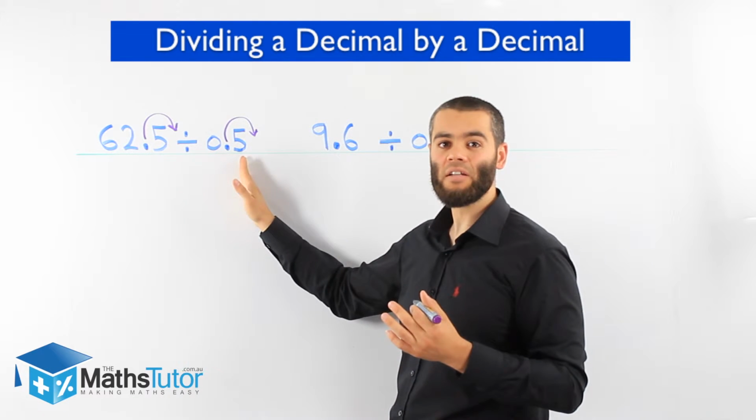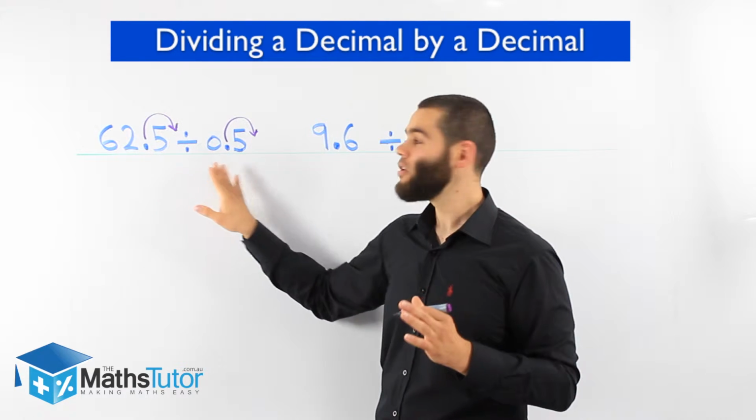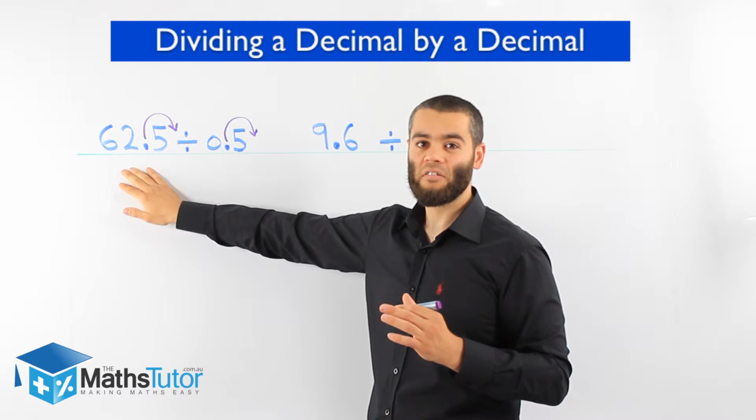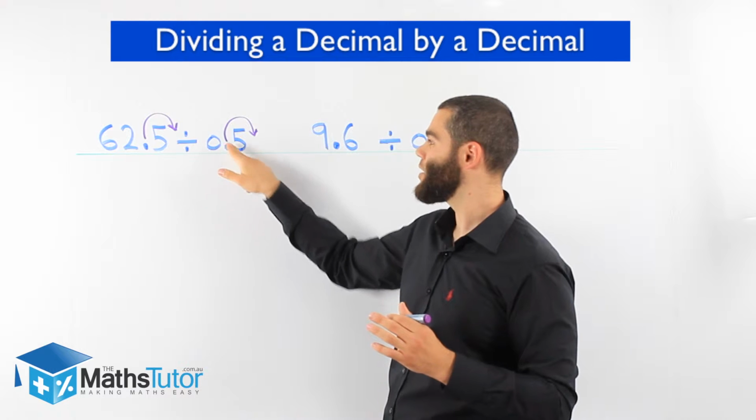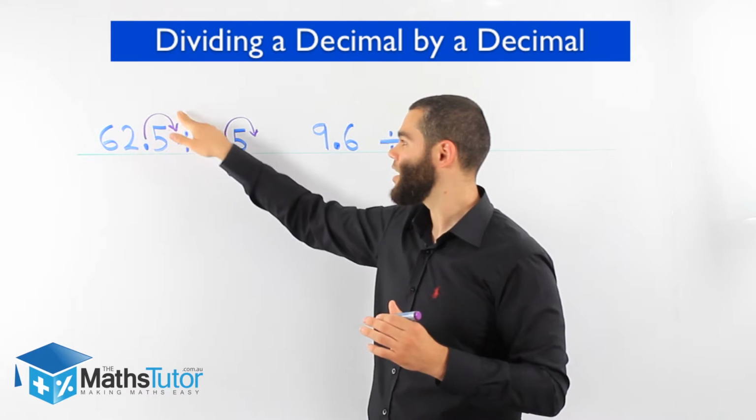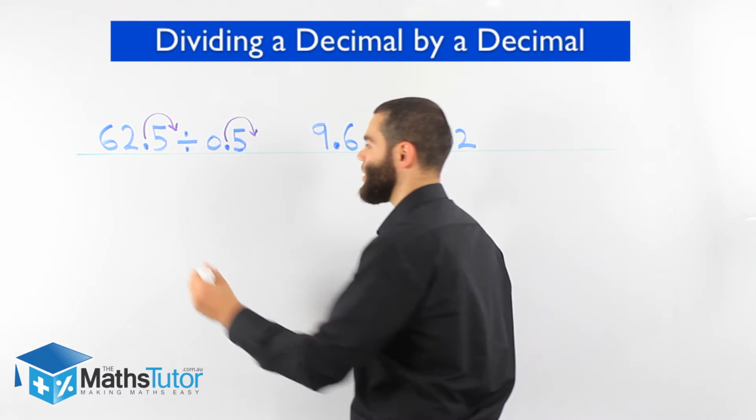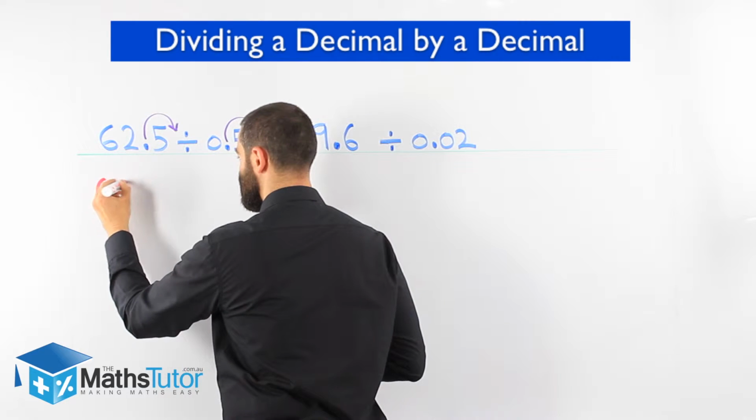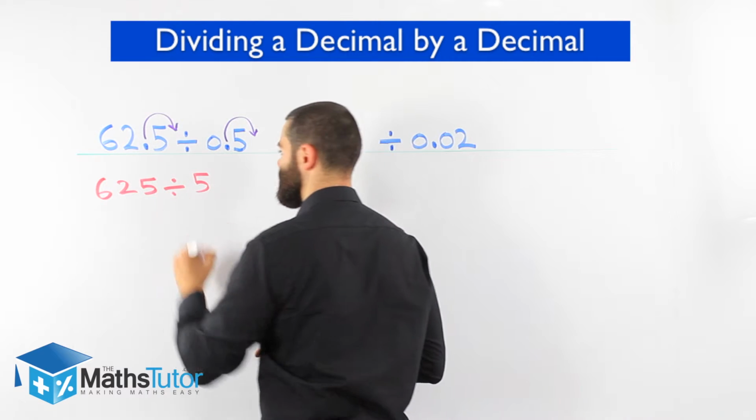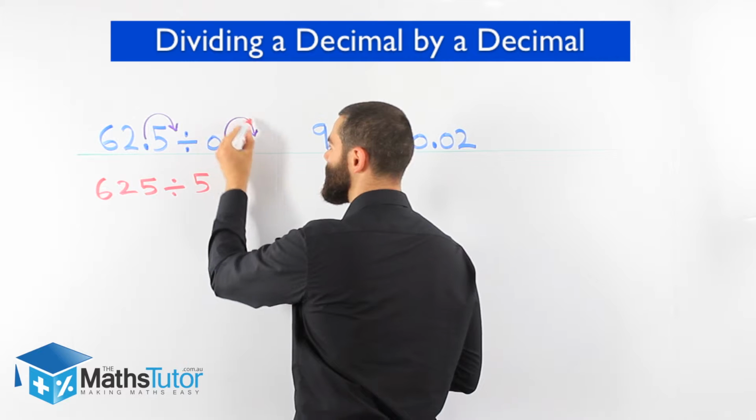Whatever we do to one side, we got to do to the other side. In mathematics, we have to always be fair. So we are fair people here. So we have to make sure whatever we do here, we got to do on this side too. So we've changed this to make it into a whole number. We move the point to the right once. We've got to do the same thing on this side and move it to the right once again. Now that we moved it, let's see what numbers we have. It became 625 and this became 5.